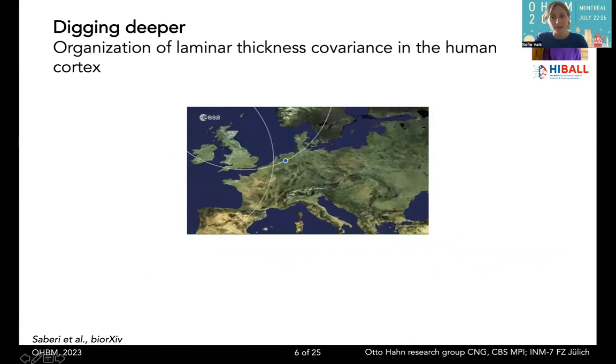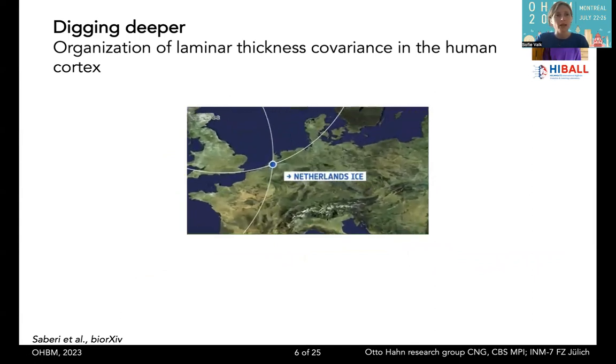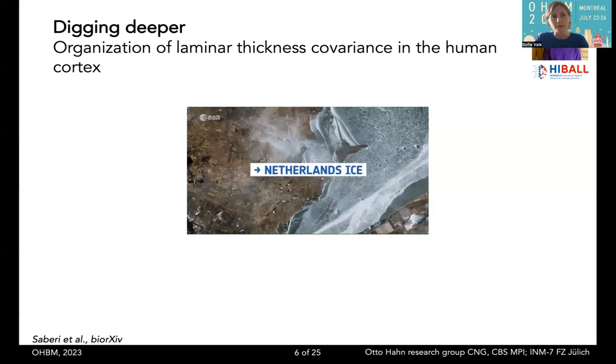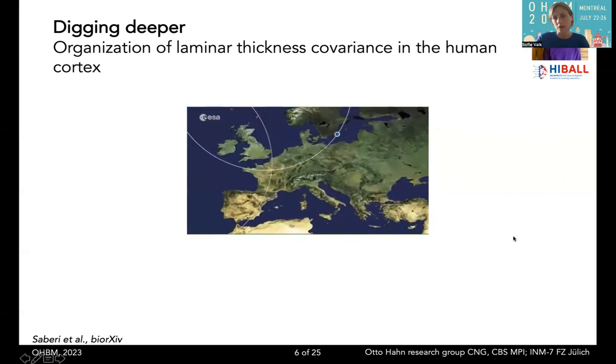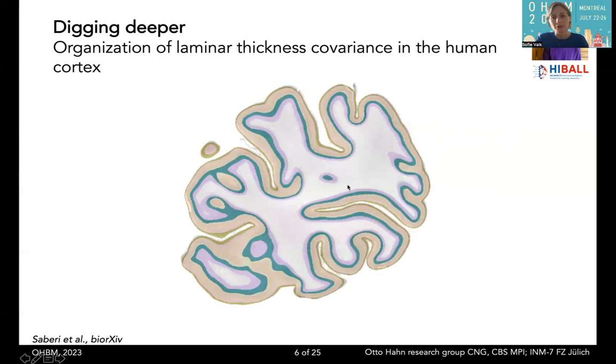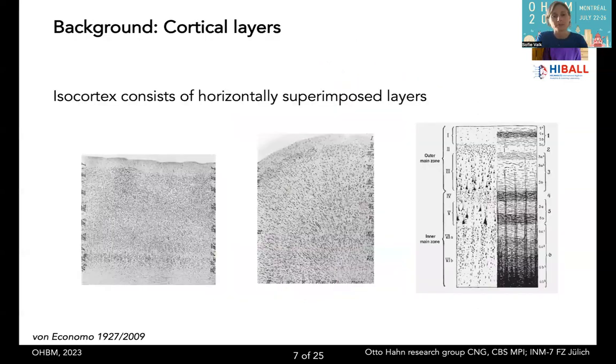However, together with Amin Sabiri, who is a PhD student in my lab, we wanted to dig deeper, and we looked at the organization of laminar thickness covariance in the human cortex. So here you see the different laminae of the brain, which were annotated by Konrad Wagstyl, who was also part of the symposium. And you see that there's also subtle variation of the thickness across the different areas. So what we were thinking is that maybe this relative distribution of layer thickness also covaries across the cortex, so that certain regions have a more similar laminar profile based on its thickness than others.